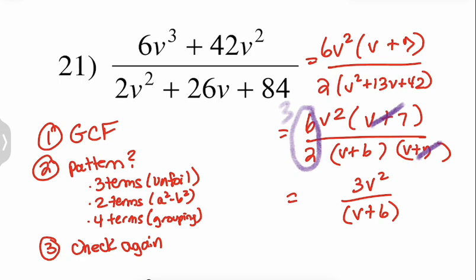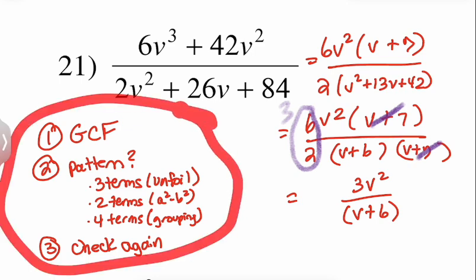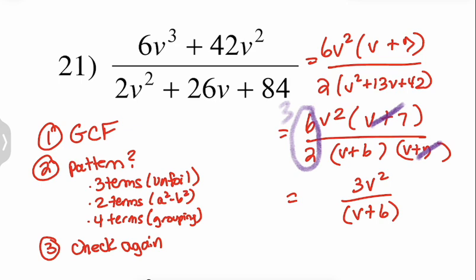Everybody good with all the steps that we did there? And then always check your final answer. Check again. Is there anything else I can do? There's nothing left I can do. Because sometimes in one step you might see something that you didn't notice in the next step. So my hint to you again: take out any greatest common factor. What's the pattern that's left? Can I do something about it? And then check again, is there something I missed? Reduce as much as possible.